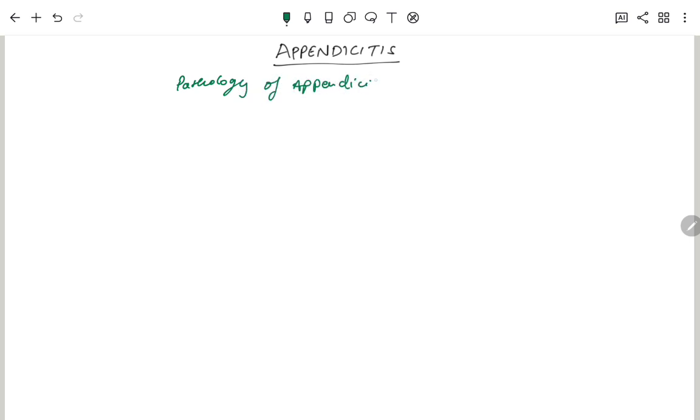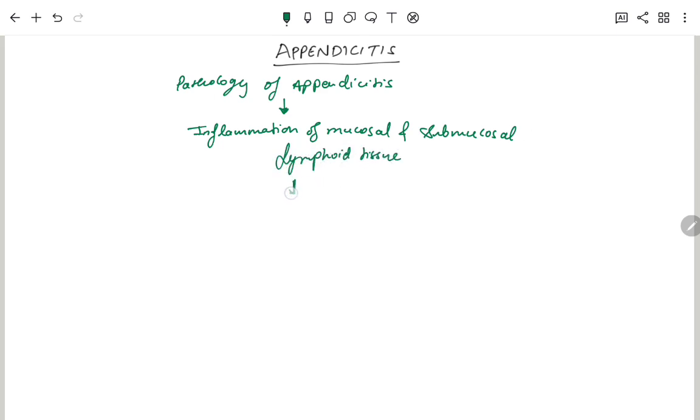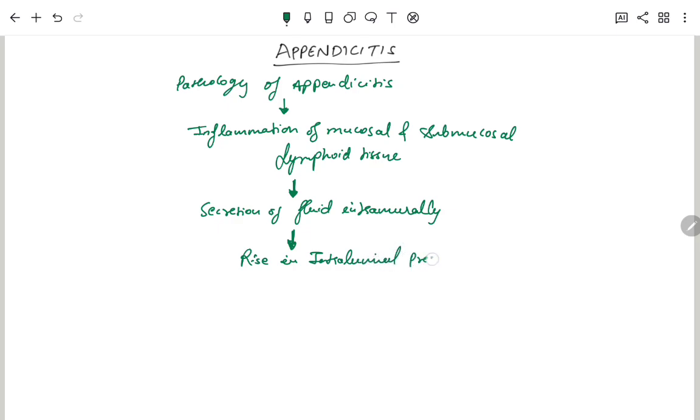Talking about the pathophysiology, there is a fecal obstruction, because of which inflammation is occurring. There is inflammation of the mucosal and submucosal lymphoid tissue. Intraluminal, there is a secretion of fluid due to inflammation, which leads to an increase in the intraluminal pressure. With the increase in intraluminal pressure, there is a mucosal ischemia, which leads to the bacteria outgrowth.